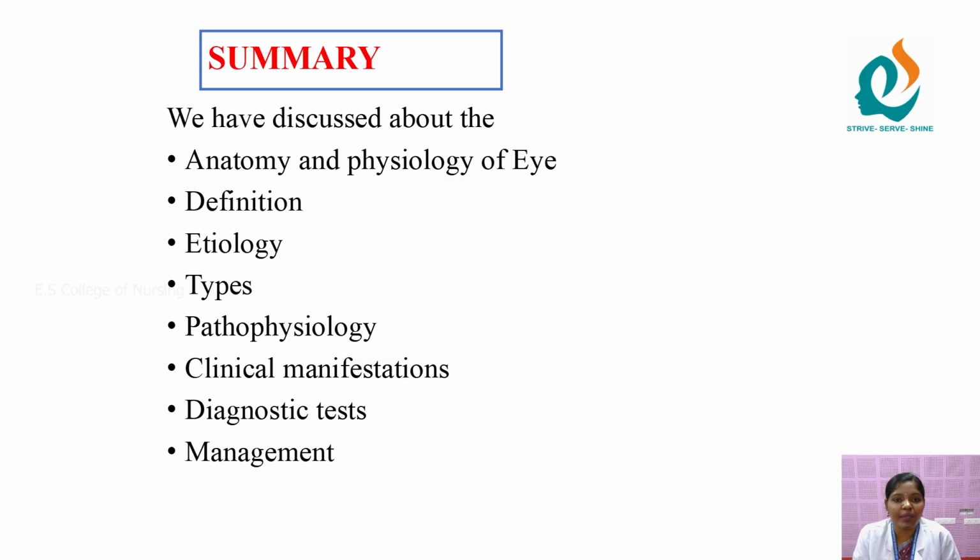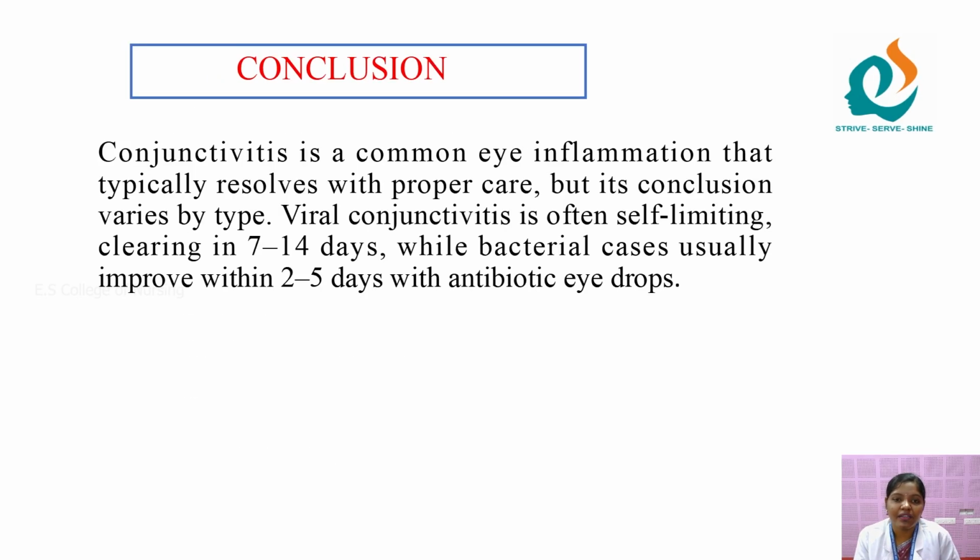Now I summarize my topic. We have discussed the anatomy and physiology of the eye, definitions, etiology, types, pathophysiology, clinical manifestations, diagnostic tests and management. Now we conclude my topic. Conjunctivitis is a common eye inflammation that typically resolves with proper care, but its course varies by type. Viral conjunctivitis is often self-limiting, clearing in 7 to 14 days, while bacterial cases usually improve within 2 to 5 days with antibiotic eye drops.